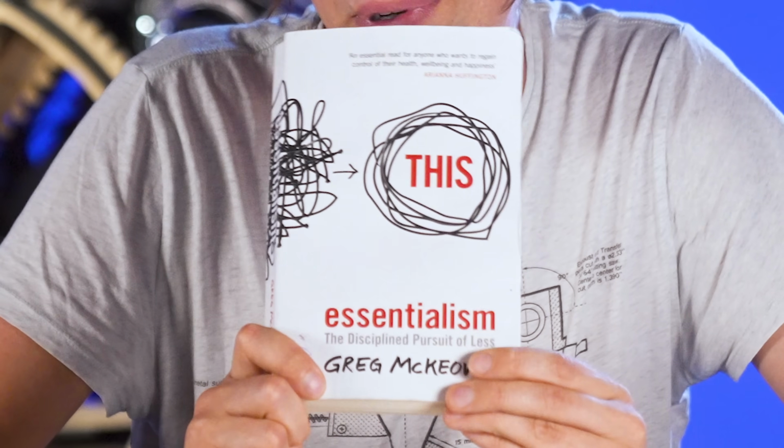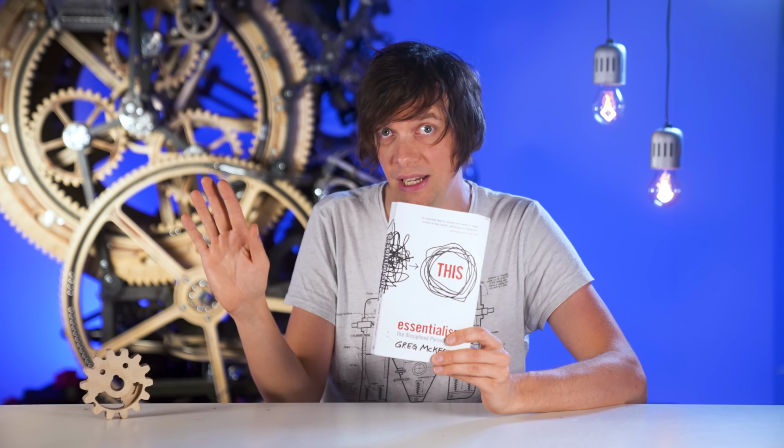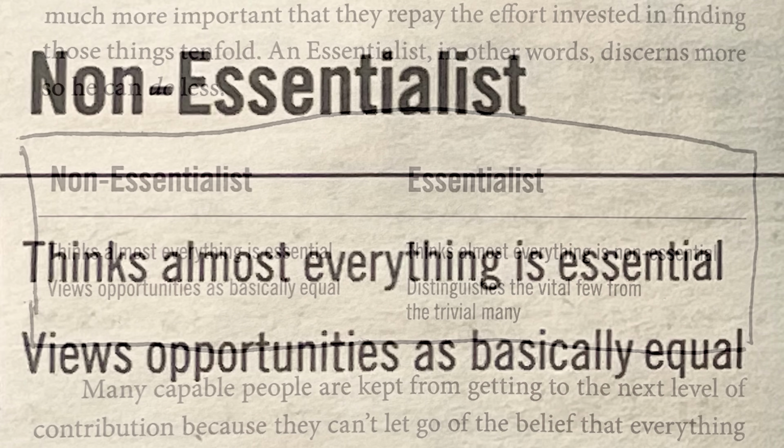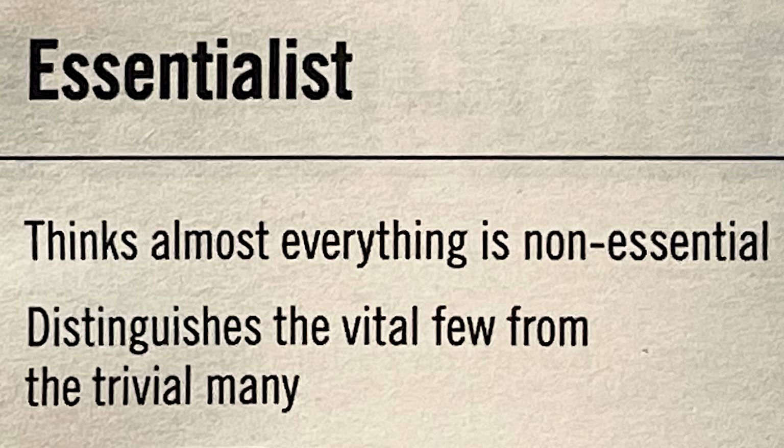In the book Essentialism: The Disciplined Pursuit of Less, Greg McKeown argues for the importance of finding out what is actually essential and then eliminating everything else. A non-essentialist, he writes, thinks almost everything is essential and views opportunities as basically equal. An essentialist, on the other hand, thinks almost everything is non-essential and distinguishes the vital few from the trivial many.